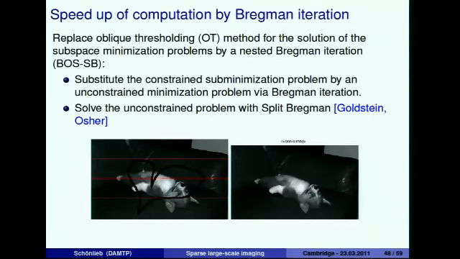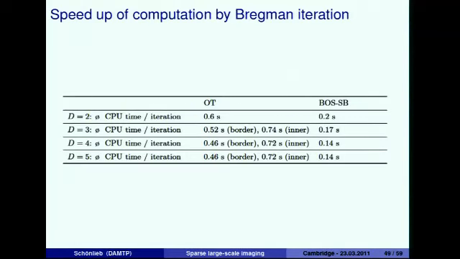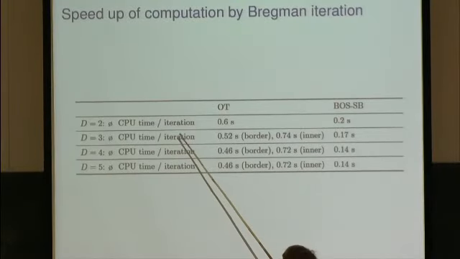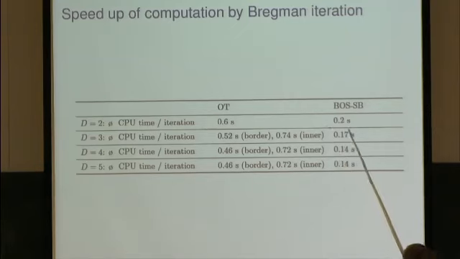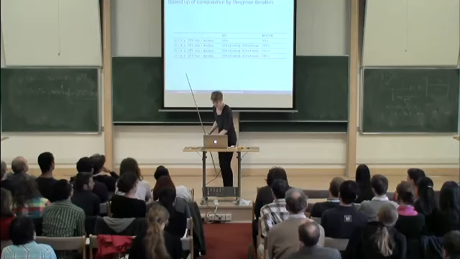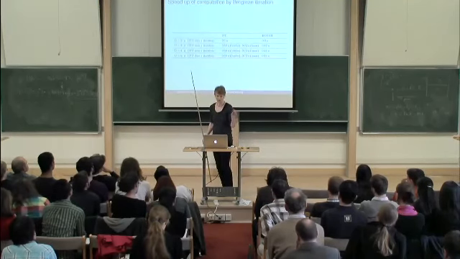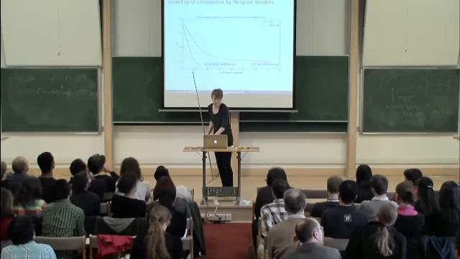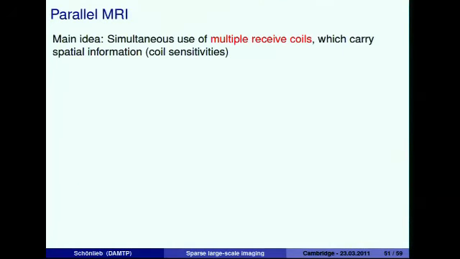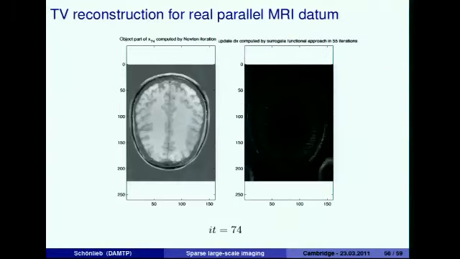For this image, which we split into 4 domains, we looked at the computational time with oblique thresholding and this new nested Bregman iteration method, and we looked at the CPU time per domain decomposition iteration, and it's more or less 3 times faster doing it like this. But this is more like going into the details now and trying to improve it. So, all right, let me skip all this and go to the end.